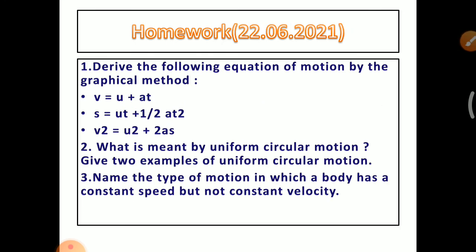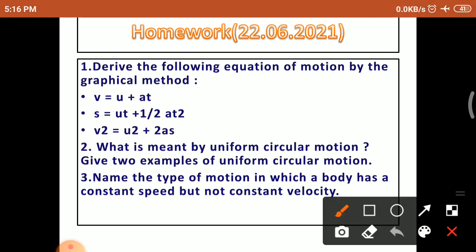So these are the homework questions for you. Derive the following equations of motion by graphical method: v equal to u plus at, s equal to ut plus half at squared, v squared equal to u squared plus 2as. The next question, what is meant by uniform circular motion? Give 2 examples of uniform circular motion. The third question, name the type of motion in which a body has constant speed but not constant velocity.